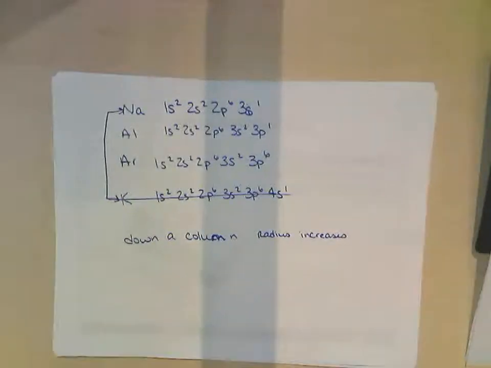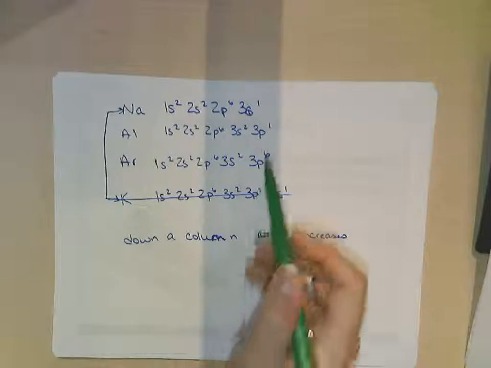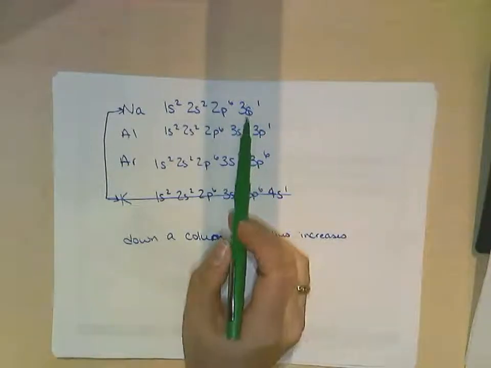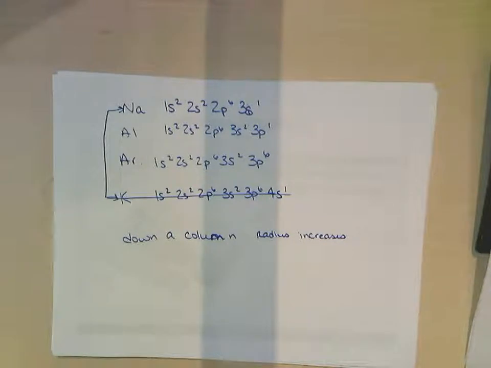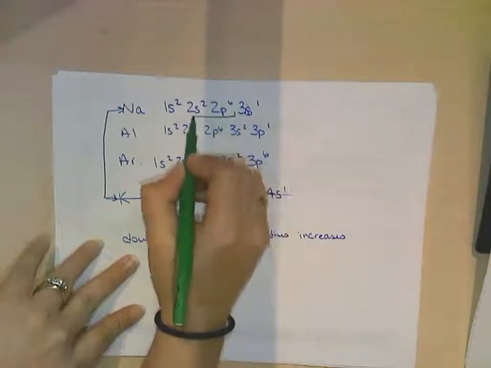All right, so core electrons are all the electrons except the ones that have the highest energy level, right? So for sodium, what is the highest energy level? 1, 2, or 3? Right, 3 is the highest energy level. So everybody who's not in 3 are core.